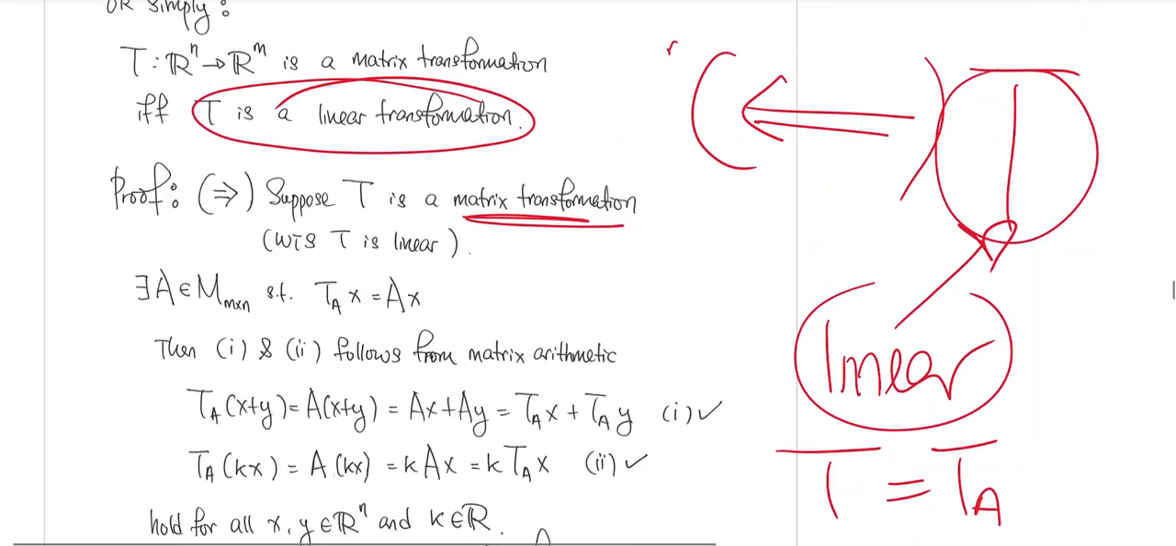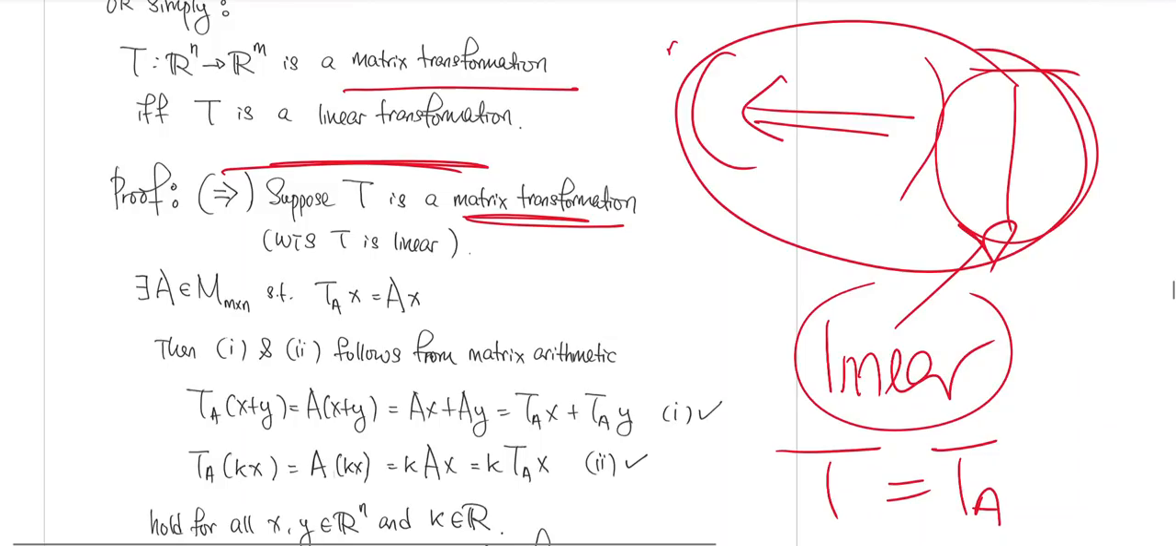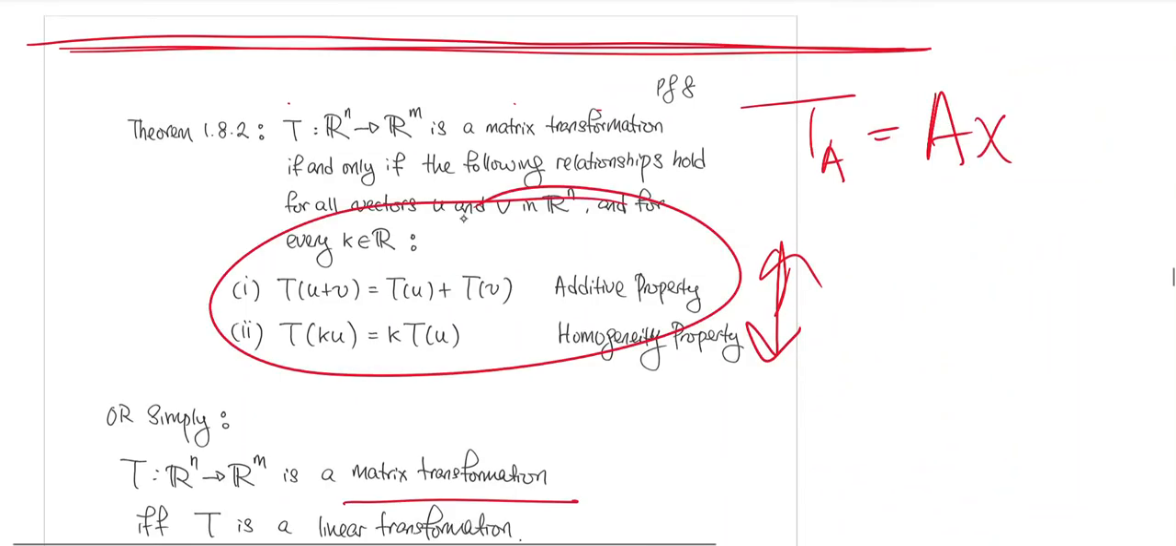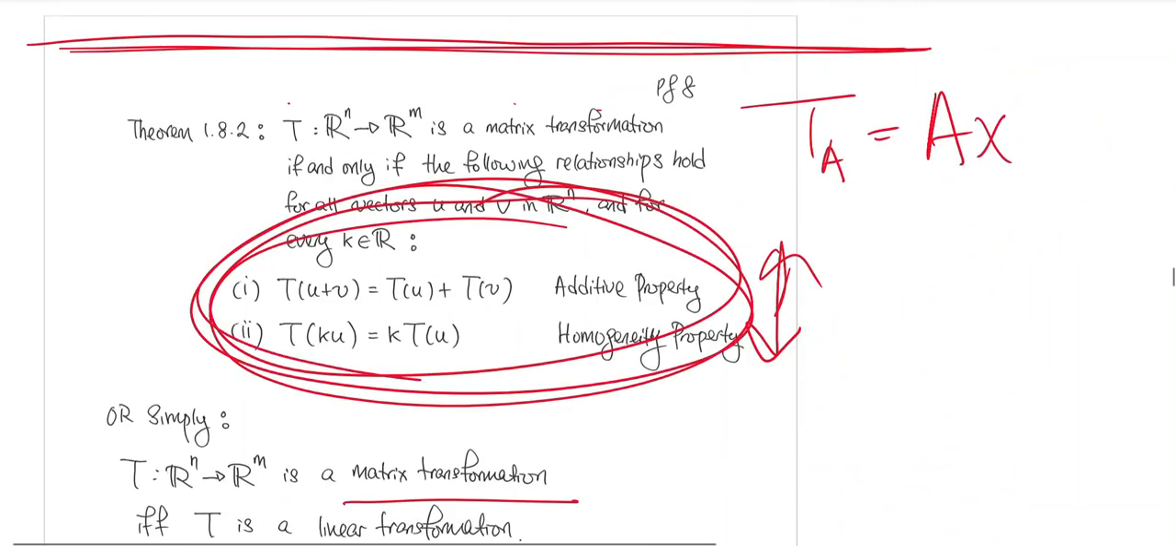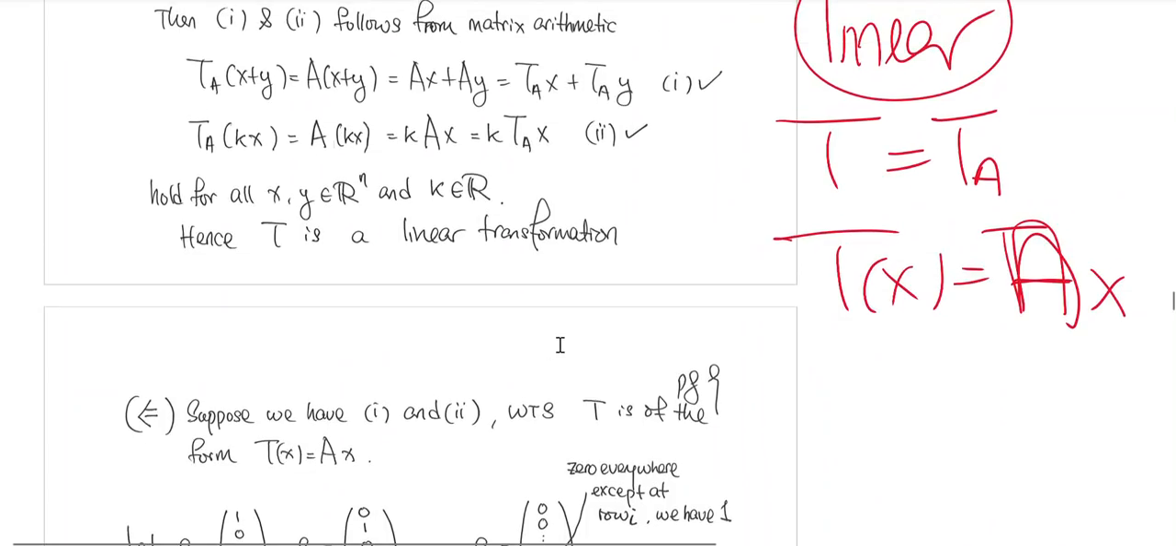That is the part which is not obvious, because being a matrix transformation definitely is linear, but being linear, how do you know that it is a matrix transformation? Being linear means satisfying conditions 1 and 2. So if you have a transformation satisfying conditions 1 and 2, how will you know that the transformation must be a matrix transformation? That's what we try to prove. So how do you actually prove that? That's the statement.